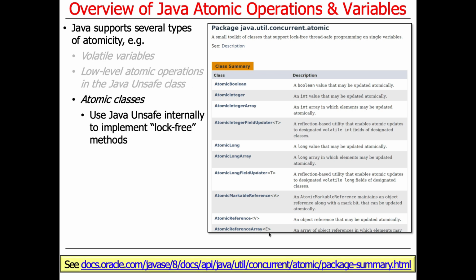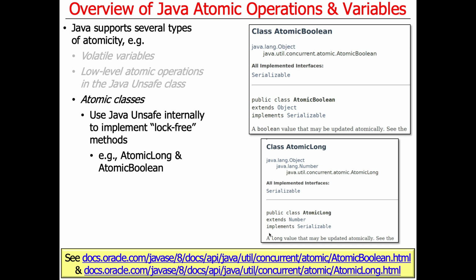They're all more or less the same. Internally, they use the Java unsafe class because they're part of the Java class library, so they can do all these things that mere mortals aren't intended to do, to implement lock-free methods, such as atomic long, atomic Boolean, atomic reference, all the good stuff that we're using in this class for various purposes. And we'll talk about those in a second.